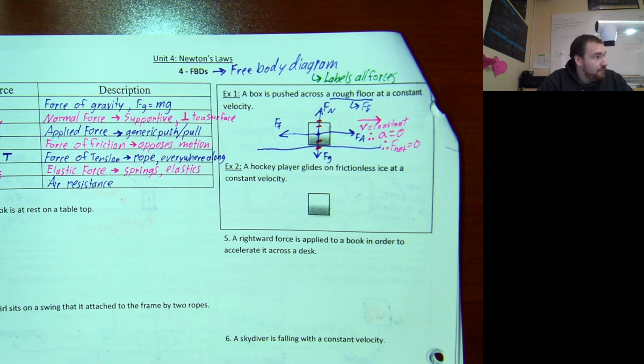Not moving. No, it is moving. It's moving with constant velocity, which means there's no acceleration, which means there's no net force, but it's still moving. Which means what has to be the same? The force of friction and the applied force that you're giving it have to balance out.